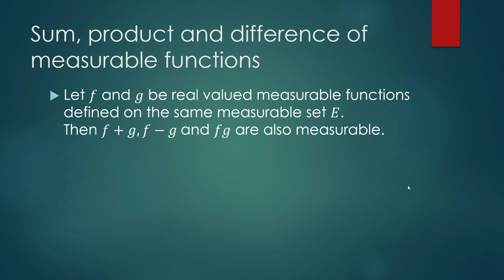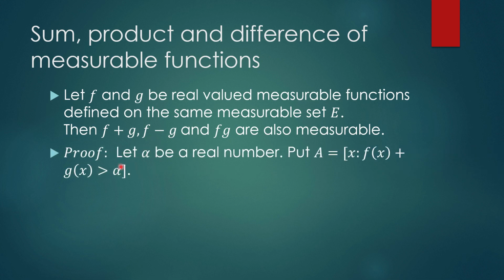Let f and g be real valued measurable functions defined on the same measurable set E, right? Then f plus g, f minus g, fg are also measurable. We have already done the example that multiplication of a measurable function by a constant is measurable. So now we are going to show that the product of two measurable functions is measurable, the sum is measurable, and the difference is measurable. Okay, so let us see.